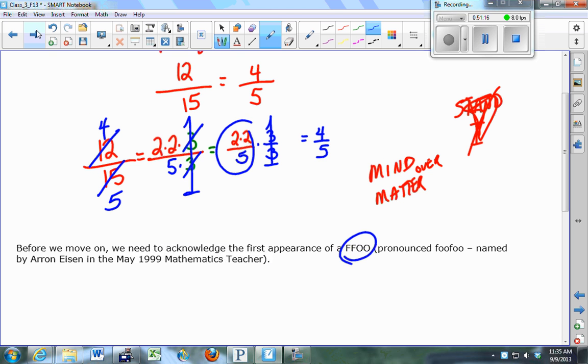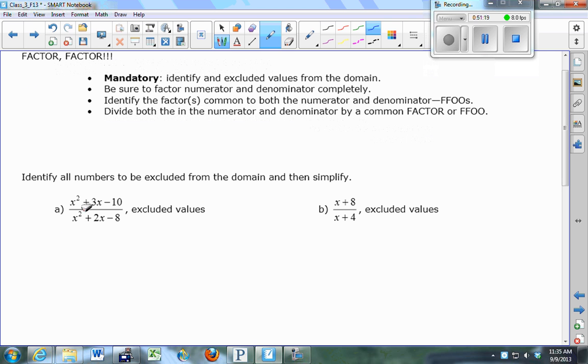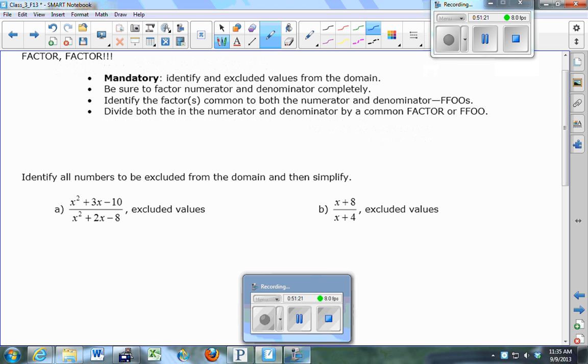So let's take a look at this first one. First it says identify and exclude values from the domain. So before, and that says mandatory. So before I even start this, what can the denominator not be? The denominator cannot be 0. So I have to factor that, which looks like this.